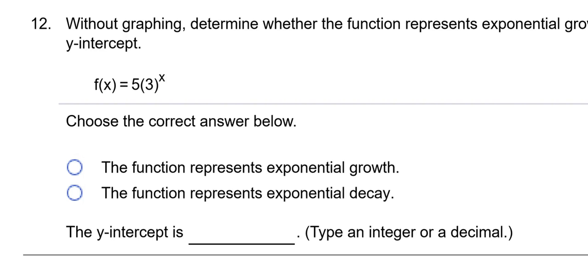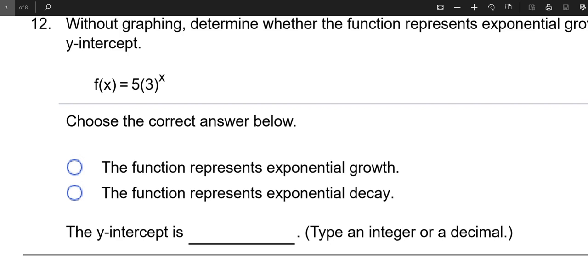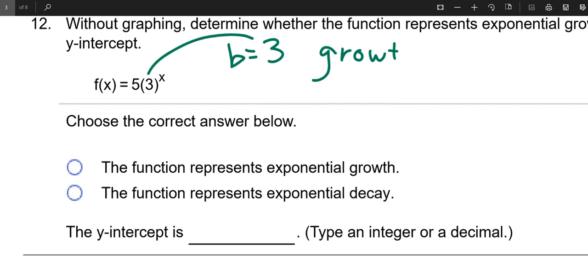All right, on question 12, what part of this equation am I looking at to make a decision on whether it's exponential growth or decay? It's the 3, right? And so since we have a 3 for our growth factor B, what do we decide? Is that growth or decay? That is definitely growth because it is larger than 1.